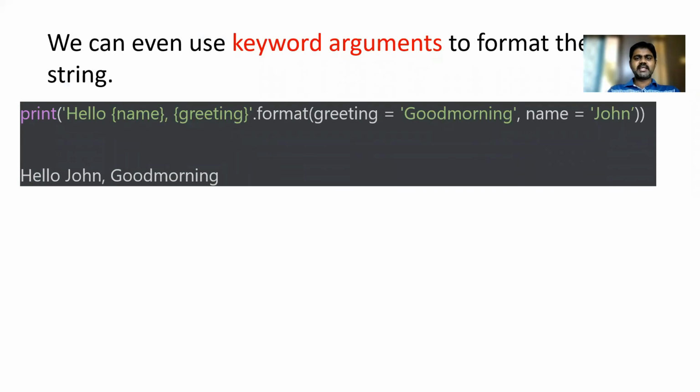So we can also use keyword arguments to format the string. If you see the example here, print hello, I'm giving keyword arguments like name comma greeting. So I am mentioning in the format greeting equal to good morning, name equal to John. So what will you get? Hello John, good morning.